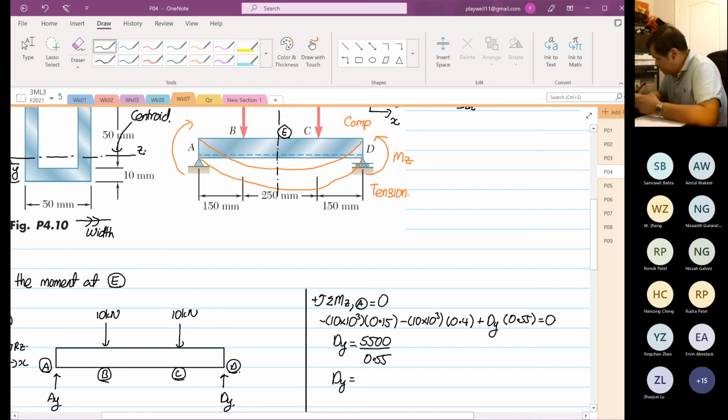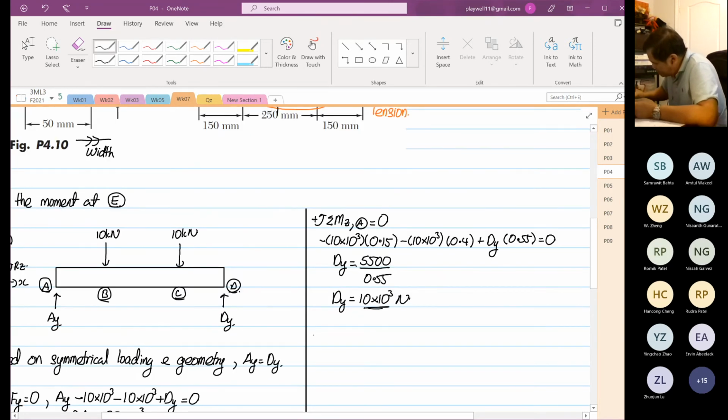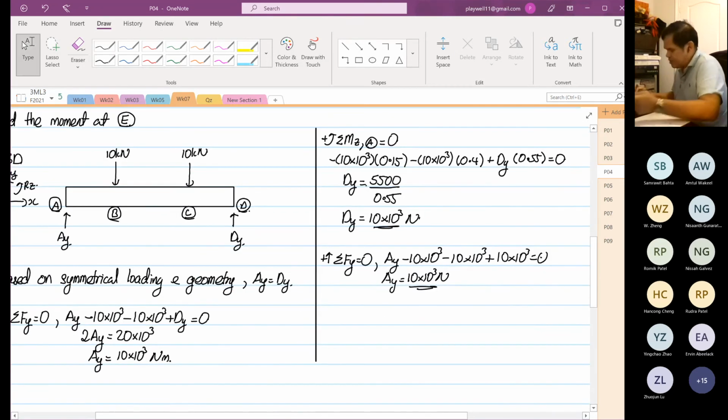So dy is 550 divided by 0.55, which is equal to 10 times 10 to the power of 3 Newton. Okay, then it's the same, right? So you take the summation of forces in the y direction equal to 0. So you have ay minus 10 times 10 to the power of 3 minus 10 times 10 to the power of 3 plus by 10 times 10 to the power of 3 is equal to 0. So ay is also equal to 10 times 10 to the power of 3 Newton. Okay, so you get the same answer.